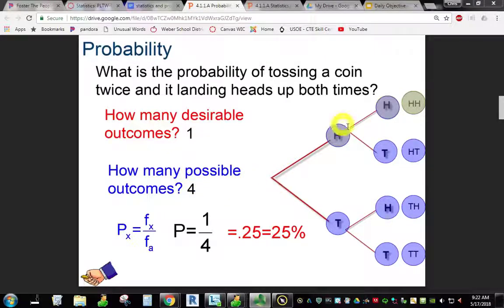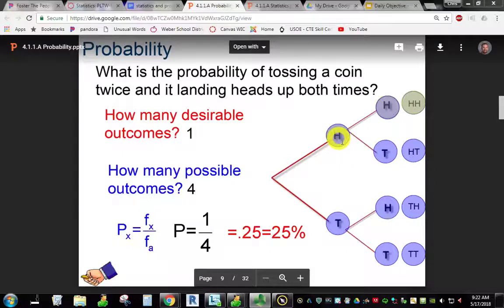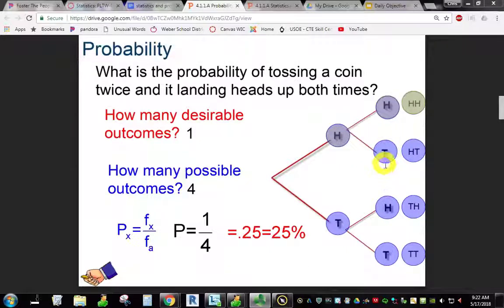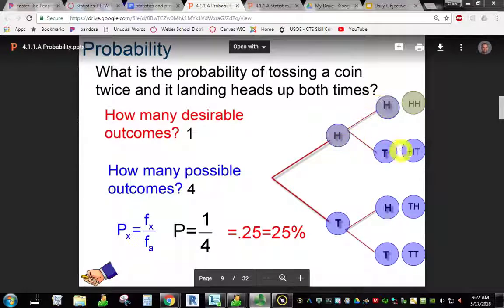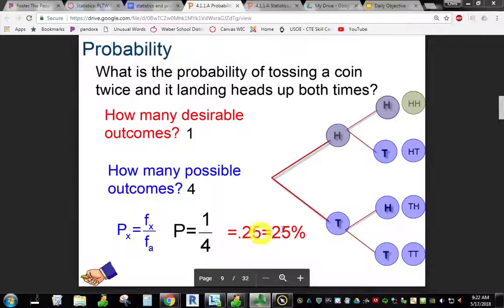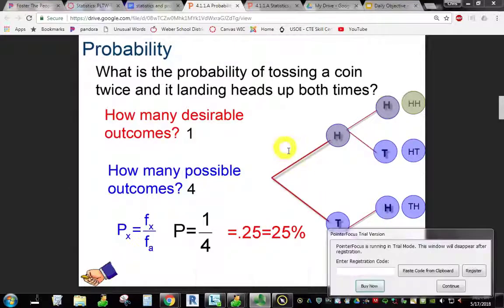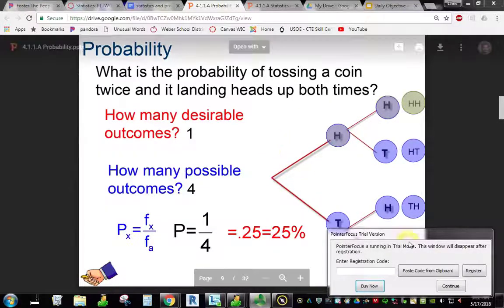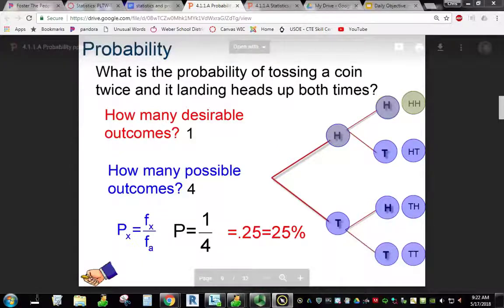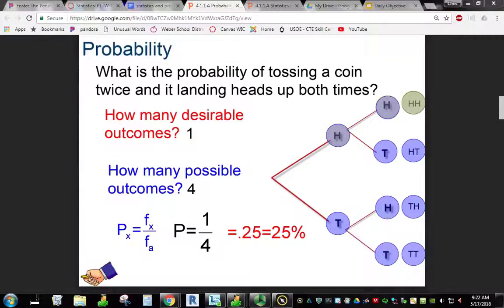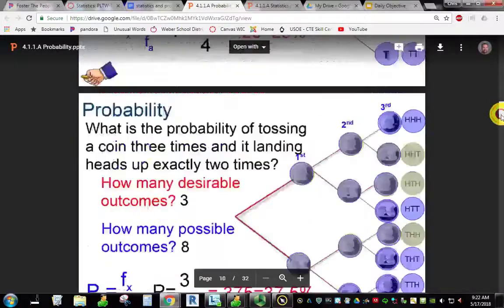You think about it. I toss a coin, I'm going to get heads or tails. If I toss it again, heads or tails. So that would mean heads, heads right here, or heads and then tails, which is going to be 1 over 4, or 0.25, or 25% of the time. And again, that's not something I have to do. That's what we mean by theoretical probability. It has not happened.